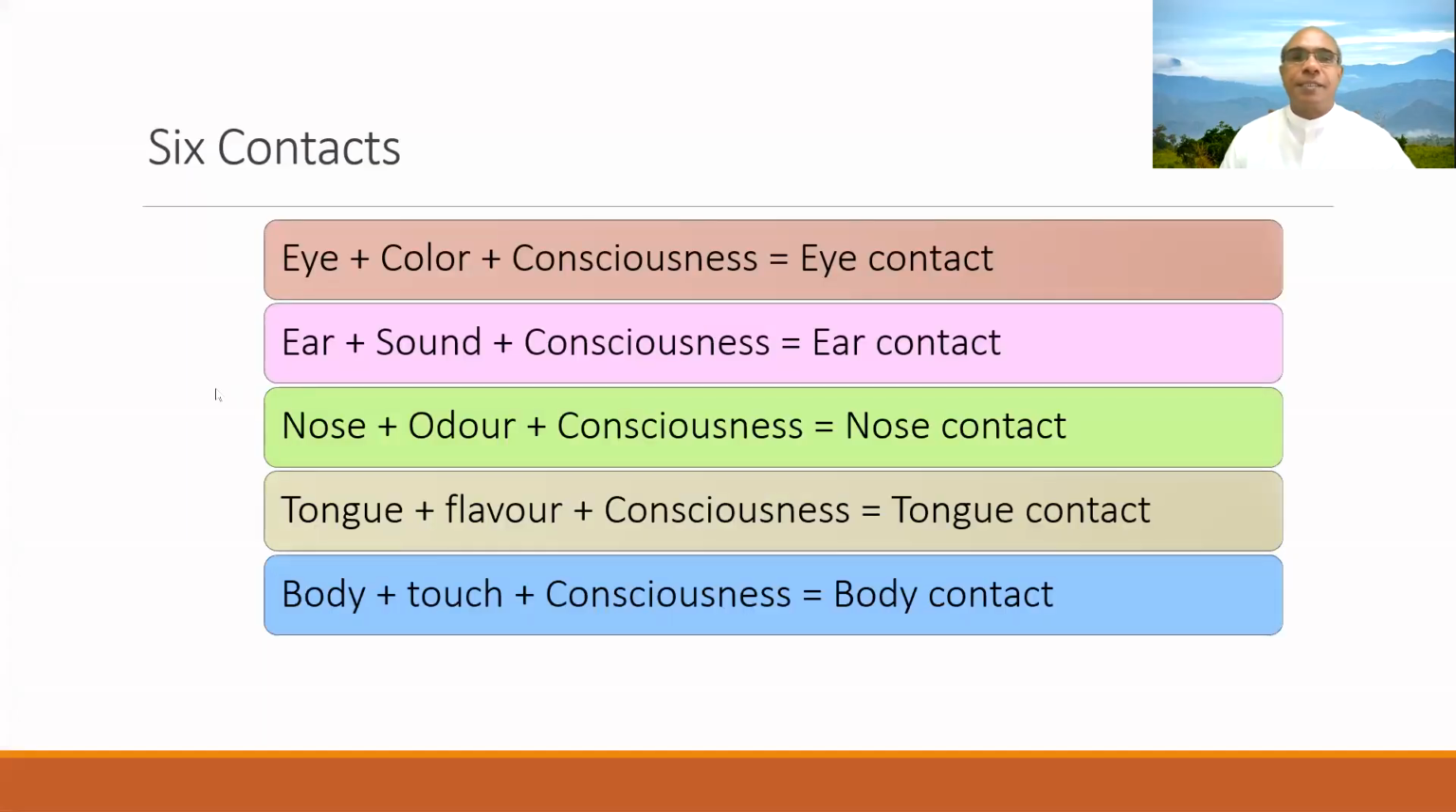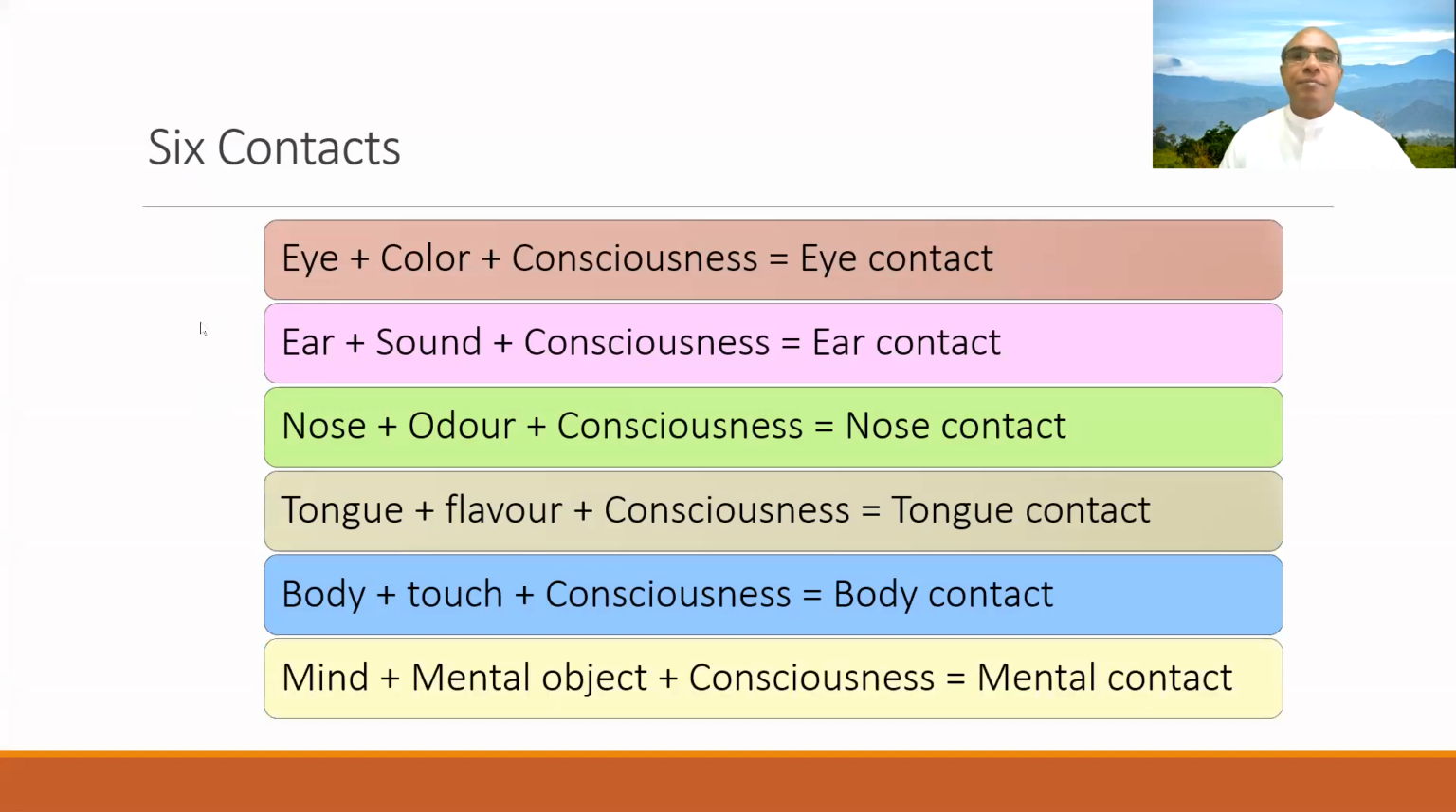Okay, so six contacts then. When you see a picture, you get eye contact, ear contact, nose contact, tongue contact, body contact, and mental contact. Out of the six contacts, the mind will derive the feelings, perceptions, volitions, everything. So everything starts with a contact happening.